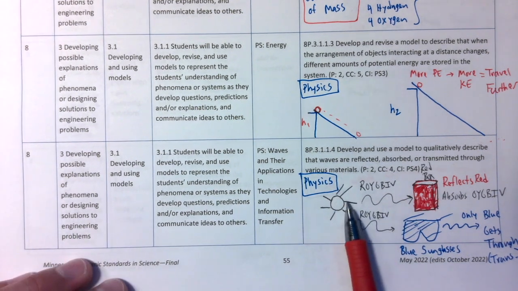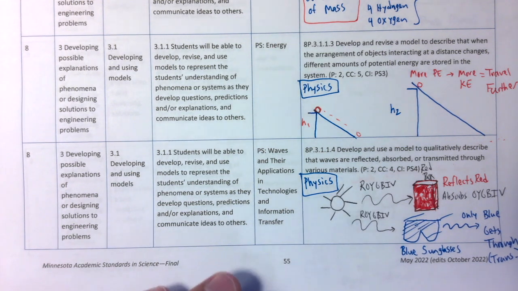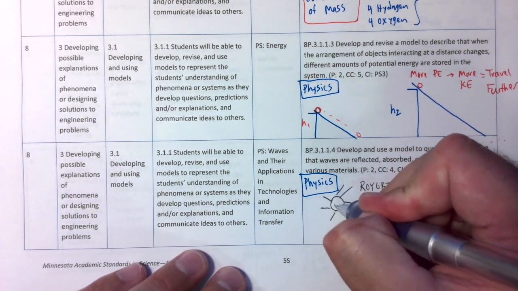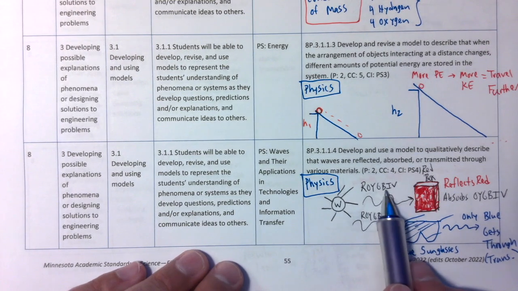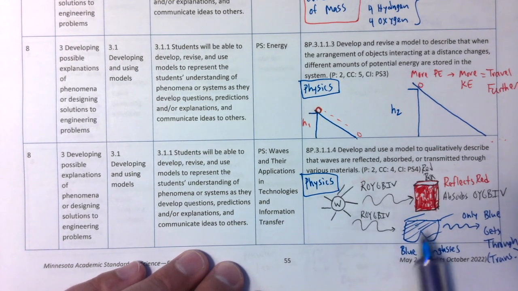And basically you're going to have to talk about white light. Let's just say this is the sun, which gives off mostly white light if you're in outer space. White light is ROYGBIV, right? All the colors make up white light. And then you're going to talk about it.